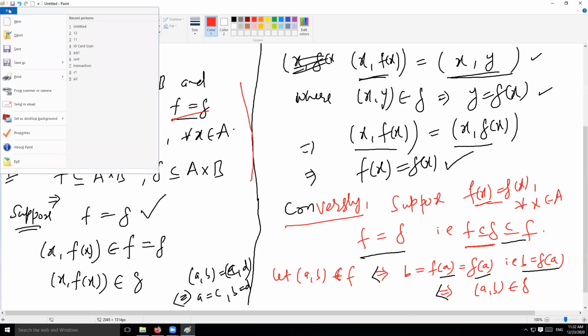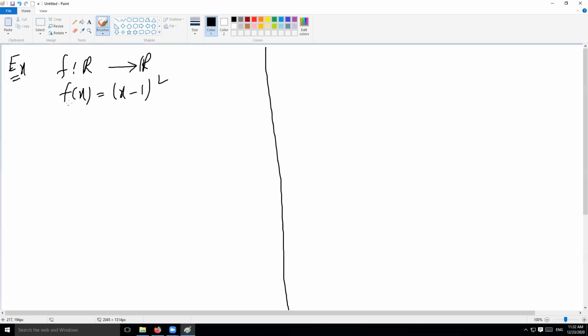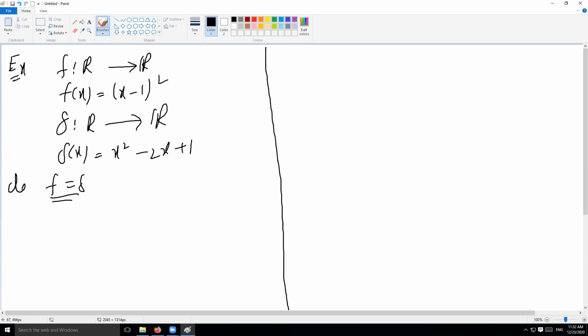So let me give you an example of two equal functions. Is there a question? If not, fine. So here is an example. Imagine I have been given an f from R to R, and one function is f of x equal to (x minus 1) squared, and I have been given another g from R to R, and g of x is x squared minus 2x plus 1. My claim is that f is equal to g.